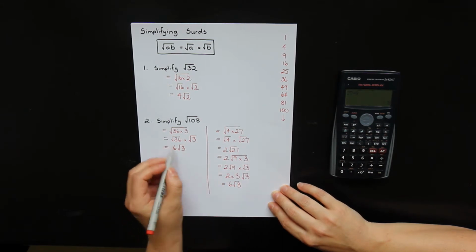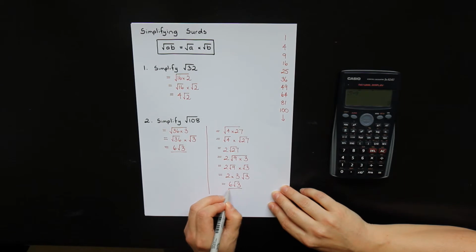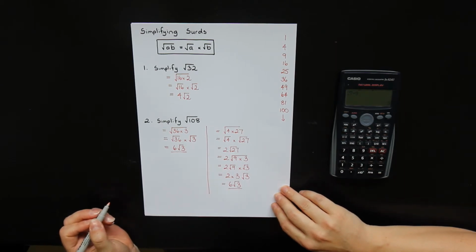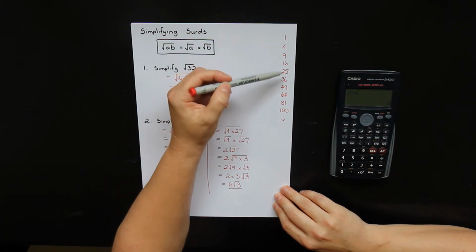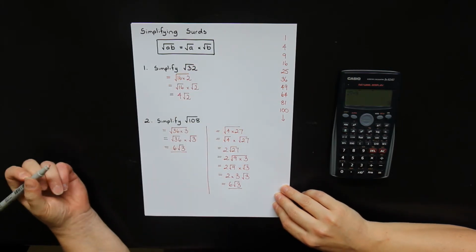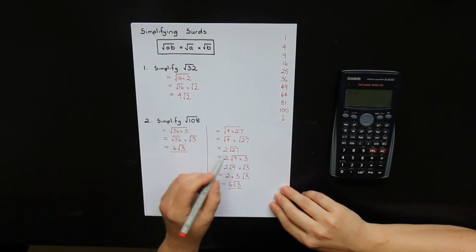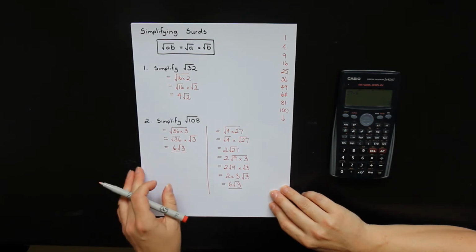So now I do get the same answer. It just took me a lot longer to get there. So when you're looking for your perfect square number, always try to find the biggest one that works, and that will save you some time and having to do the process twice.